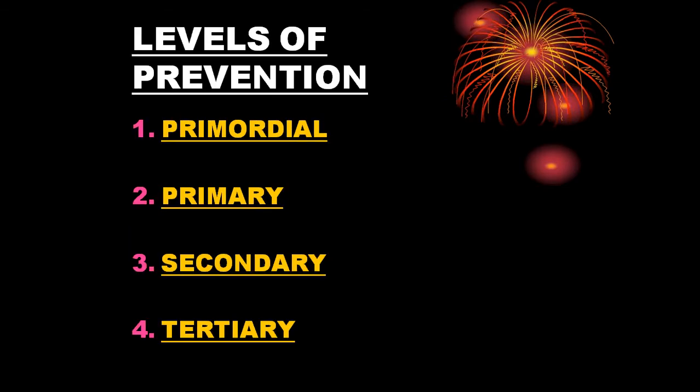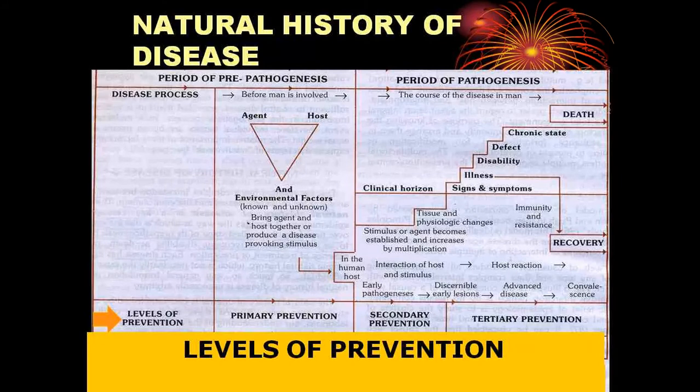Please remember the basics. Levels of prevention: 4. Primordial, primary, secondary, tertiary. Nothing great. You will be asked what are the levels of prevention in the viva and in the exam. Now this diagram is familiar to you. This we talked about in the previous class.